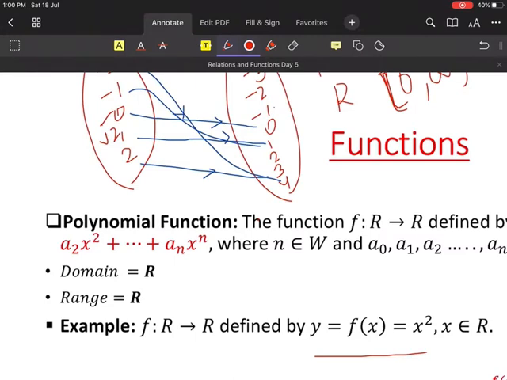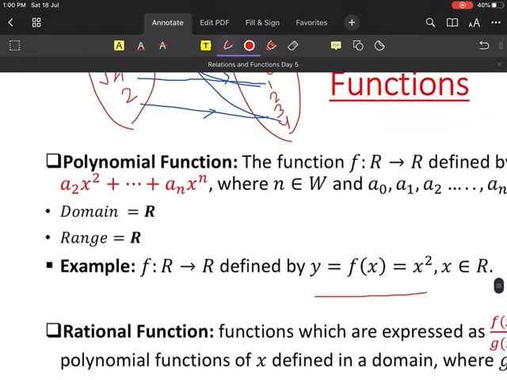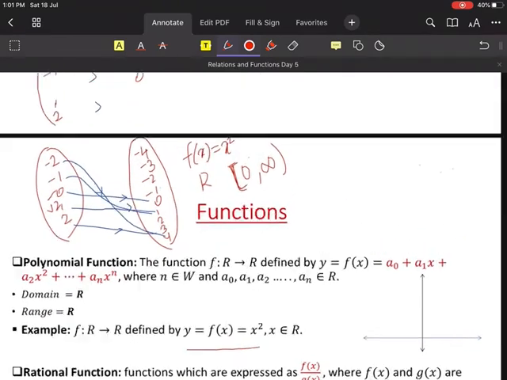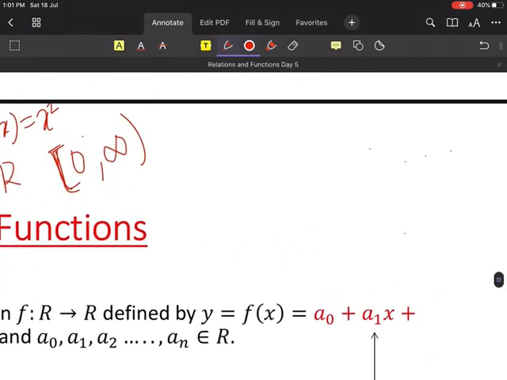Now, here you see the range is R. Okay? Here the range is R. There is a reason why the range is R. Because here we are not discussing just x square. We are discussing about the polynomial. Acha, I will just give you another example.